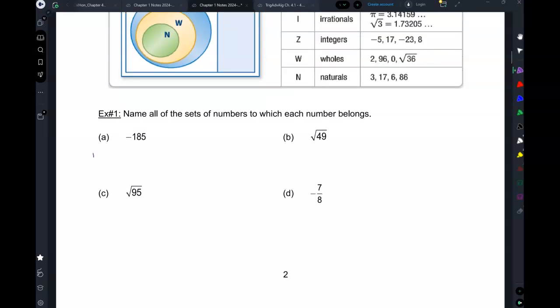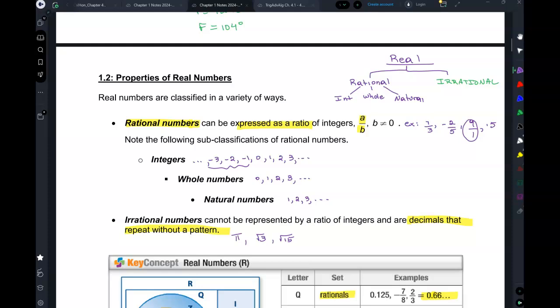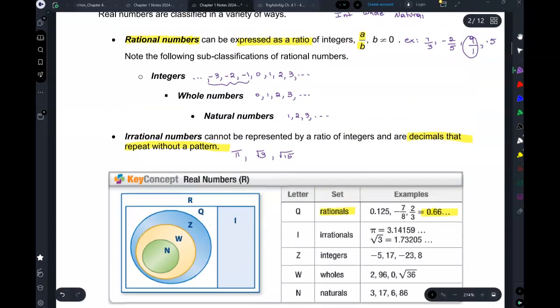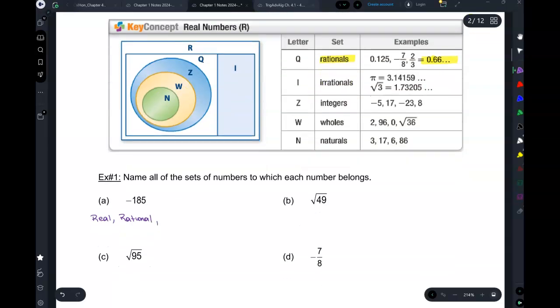Okay, all right, so let's see all the sets to which these numbers belong. So they're all going to be real. So I have to start with that. -185 is a real number. Next, let's go up here for a minute. You have to ask yourself the first question, which is, is it rational or irrational? Well, -185 is rational. And then you have to see which one of these 3 it fits into. Is it an integer? It is an integer. And it's negative, so it's not a whole number or a natural number.